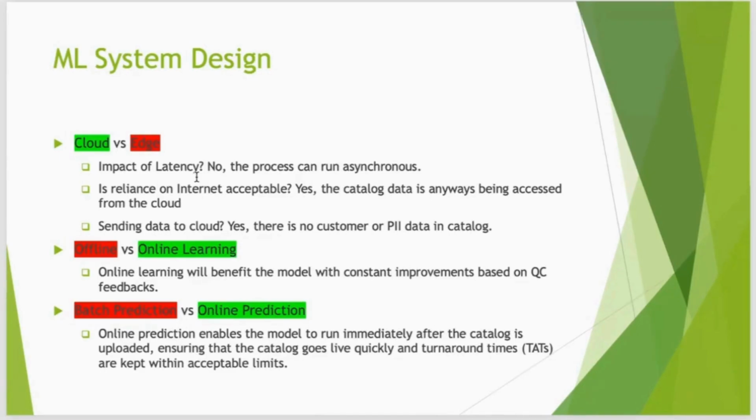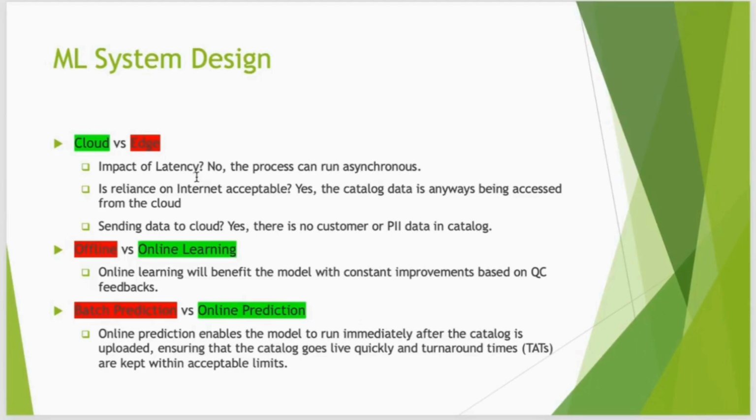Here we can technically go with both offline and online, but I've preferred going with the online learning because as and when we get more and more data, which is cataloged by this process, during QC we would be trying to evaluate the model, and if there are any deviations found during the QC process, we would like to immediately feed it back to the training model so that the model is further trained. So online learning will benefit the model with constant improvement based on QC feedbacks.